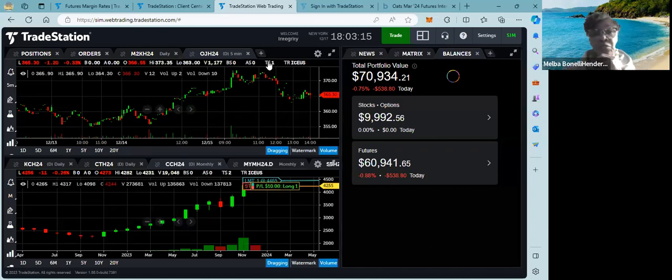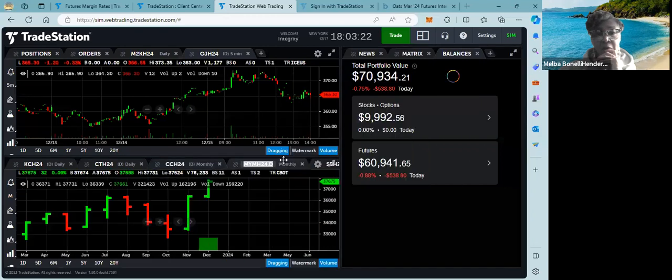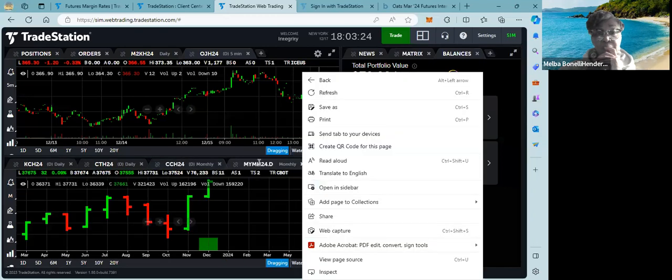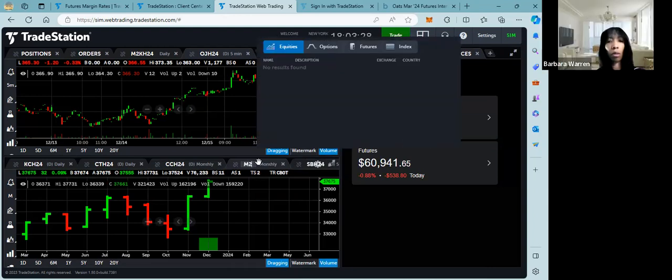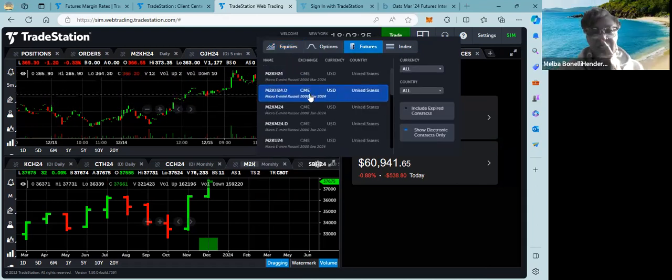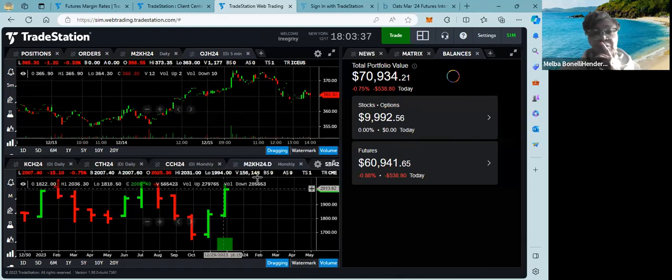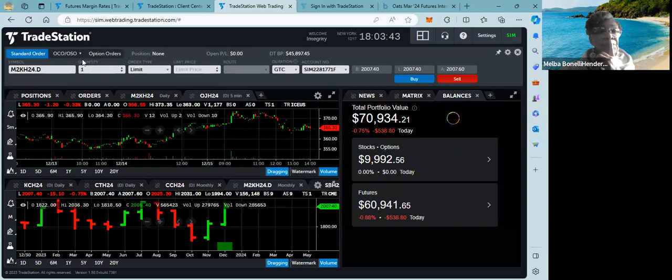So do we have Russell 2000? Is that Russell 2000? This is Russell 2000. There we go. Micro E-mini Russell 2000. Beautiful. So we highlight it and click trade, and it populates it for us.